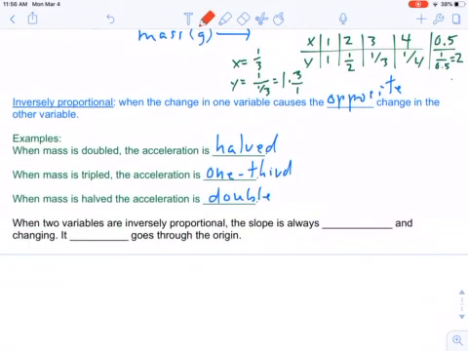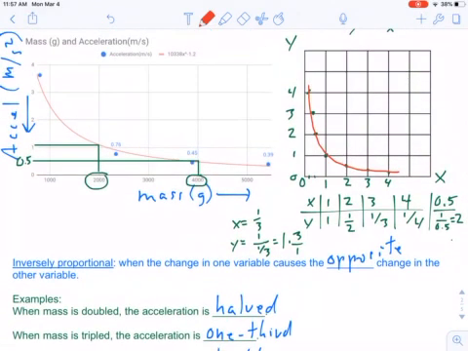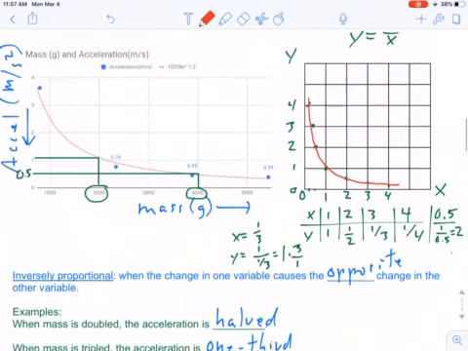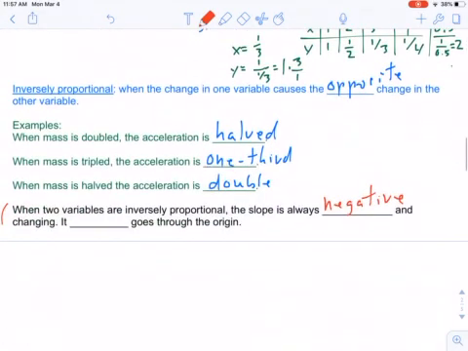Okay, now, what can we say about this? When two variables are inversely proportional, the slope is always, well, does this slope appear to be positive or negative? If you're saying negative, I think that we would agree on that. And it's changing, so it's not a constant slope. It's not a straight line. Does it go through the origin? It never goes through the origin.